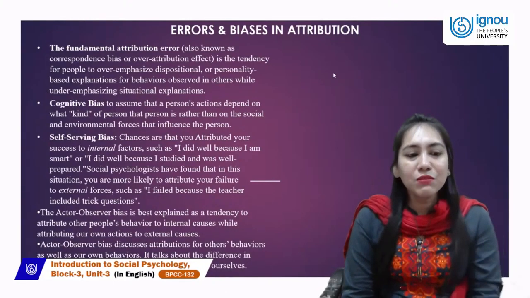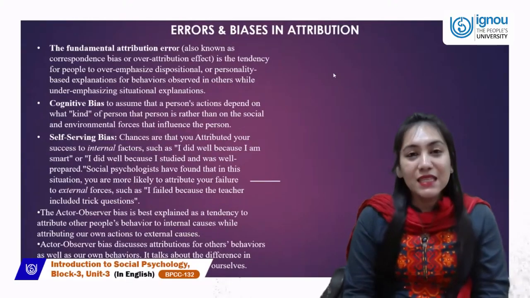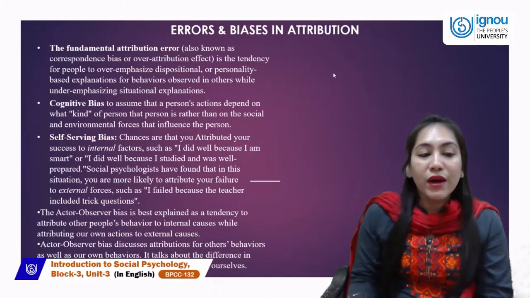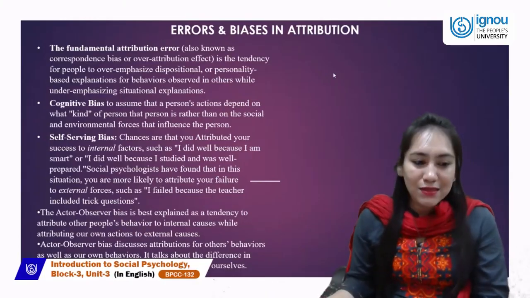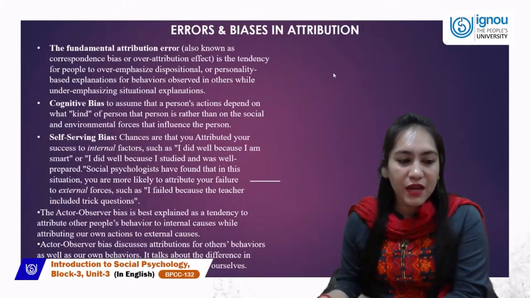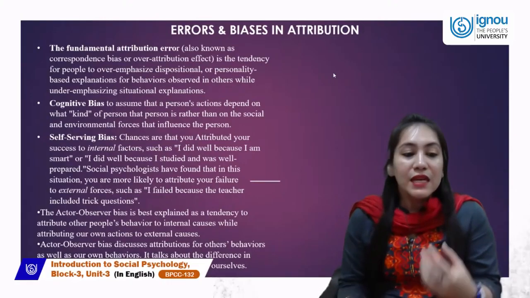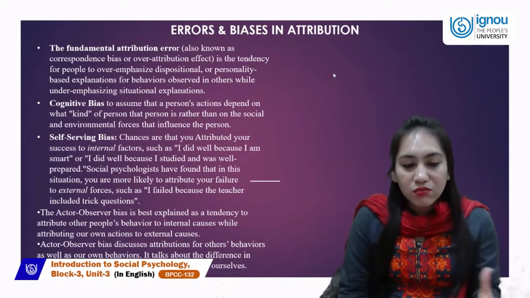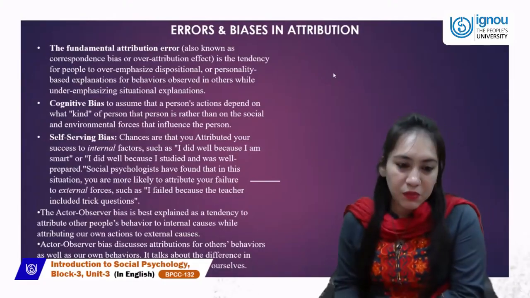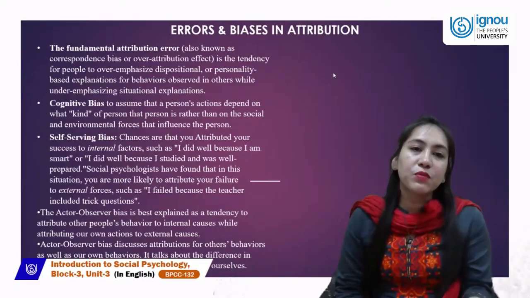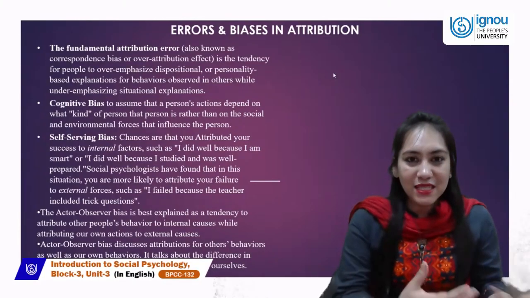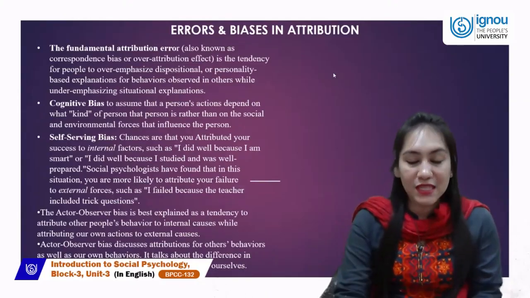Now, let's come to the actor-observer bias. This is best explained as a tendency to attribute other people's behavior to internal causes while attributing your own actions to external causes. So this discusses how you attribute other people's behavior as well as your own behavior as an actor and an observer. It also talks about the difference in perspective when you become the actor and when you become the observer. So you attribute people's behavior to internal causes and obviously your behavior to external causes.